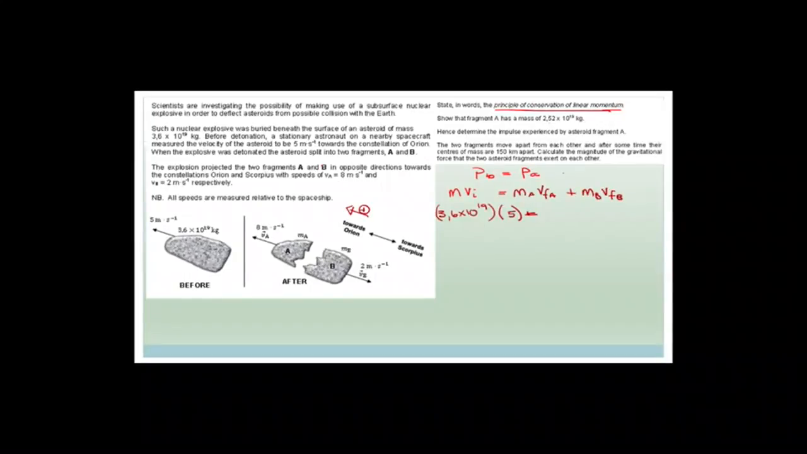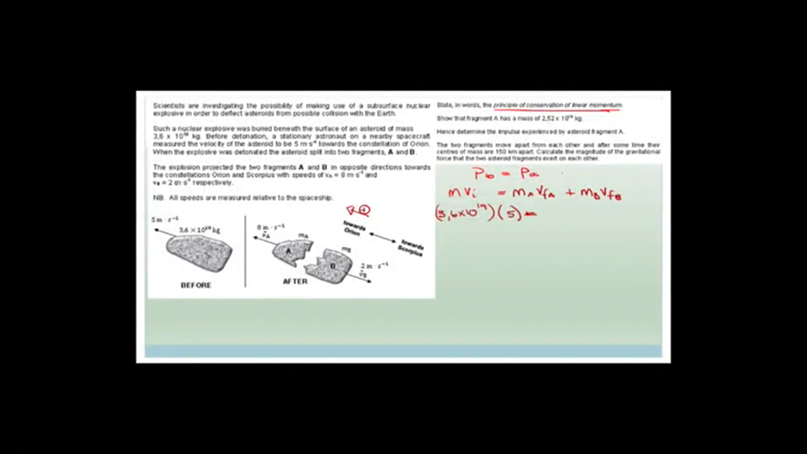Now we've got two fragments here, A and B. They've told us that one is moving at 8 meters per second and the other is moving at 2. But we don't have the mass of either of them. They've asked us to prove that fragment A has a mass of 2.52 × 10⁻¹⁹ kilograms. So do you agree, if I let the mass of A be x, with its final velocity of 8, plus the mass of B has to be 3.6 × 10⁻¹⁹ minus x.